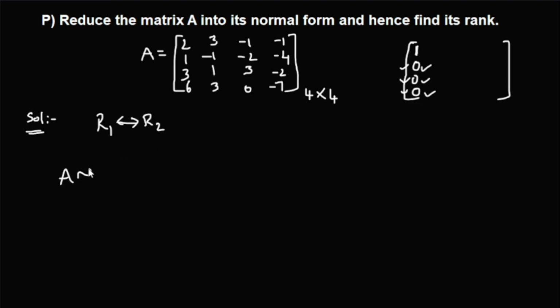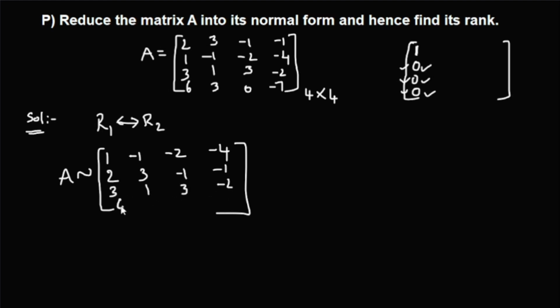Then how will A be? A will be 1, minus 1, minus 2, minus 4. R2 is 2, 3, minus 1, minus 1. We swapped the first two rows. Then 3, 1, 3, minus 2, and 6, 3, 0, minus 7.